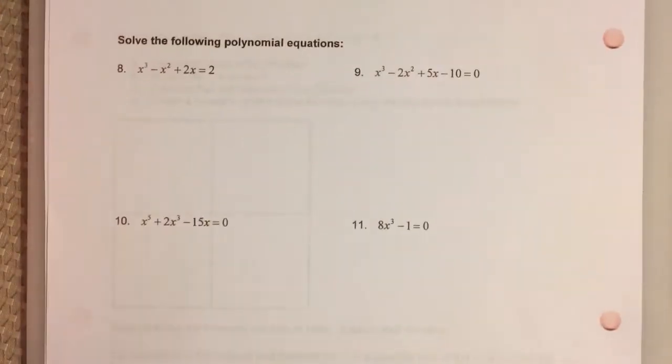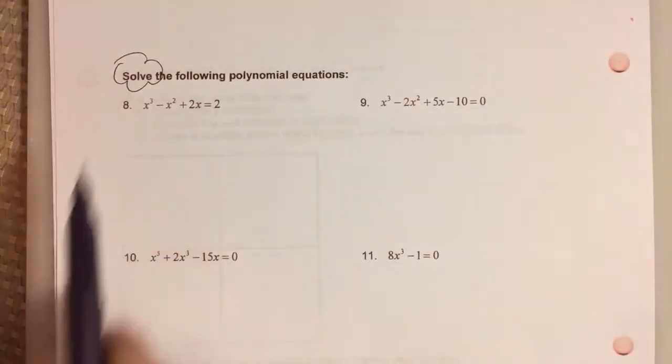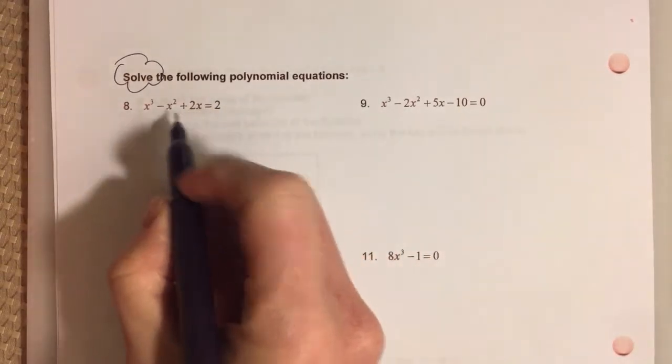Page 2 had a lot of problems on it, and the directions were to solve. So for page 2, you're going to solve these to find the roots. And if they're factorable, we'll factor them. And if they're not factorable, then we'll use our rational root theorem to help us with it. So first, I need to get it equal to 0.